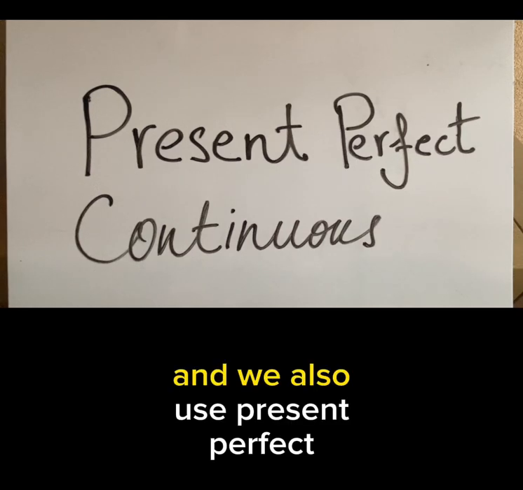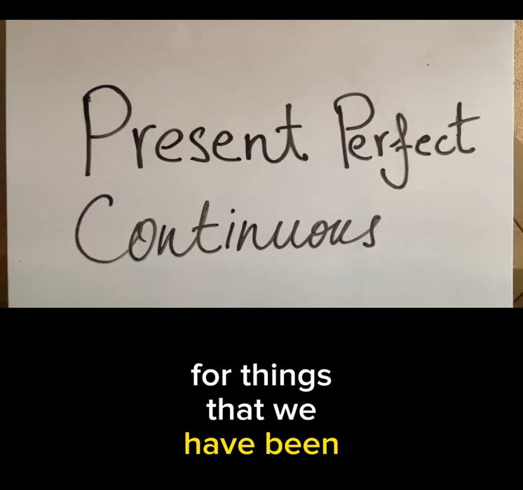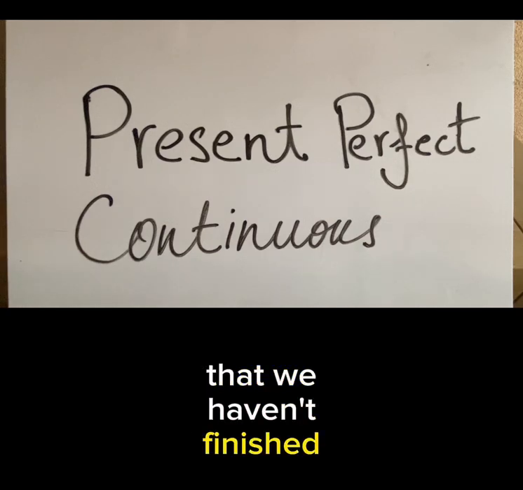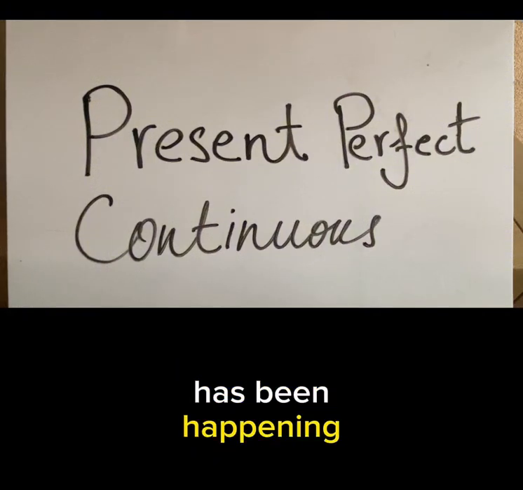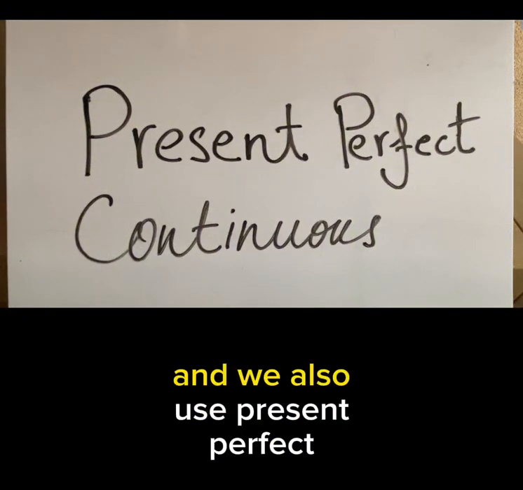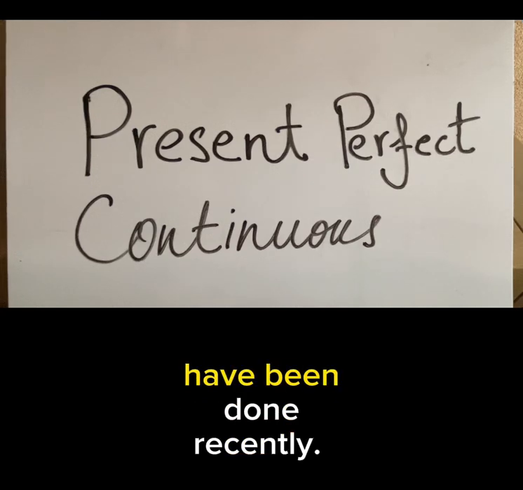And we also use present perfect continuous for things that we have been doing that we haven't finished yet, and to show how long something has been happening. And we also use present perfect continuous to talk about things that have been done recently.